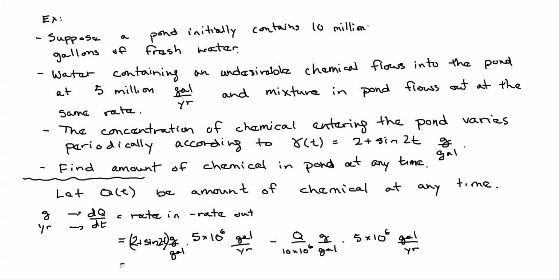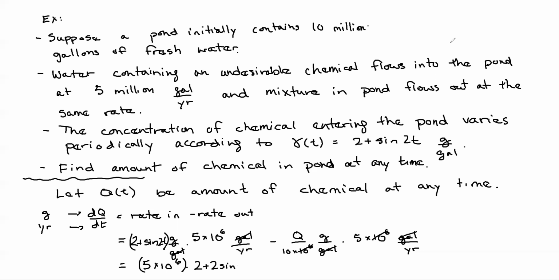Okay. And then you could go through and maybe simplify this. The gallons cancel, gallons cancel. This is going to reduce, right? The 10 to the 6th cancel. And so we'll end up with 5 times 10 to the 6th. Let's just put some parentheses around that. Times 2 plus 2 sine 2.